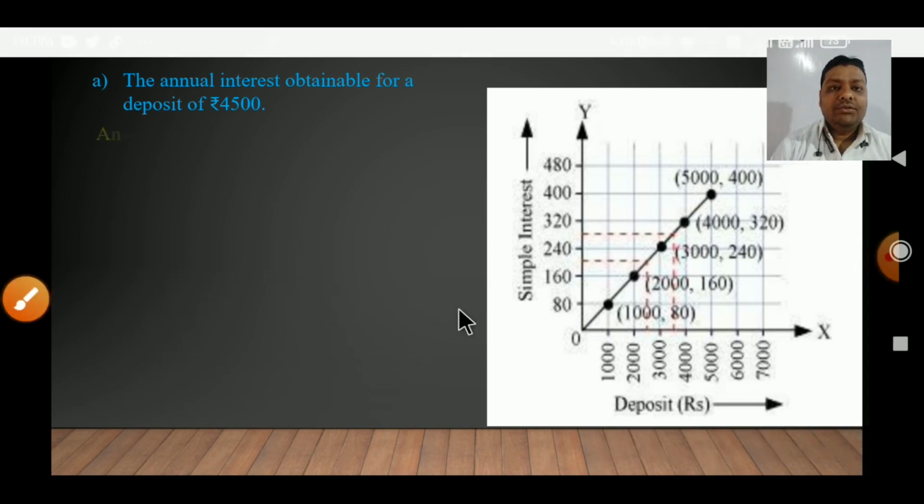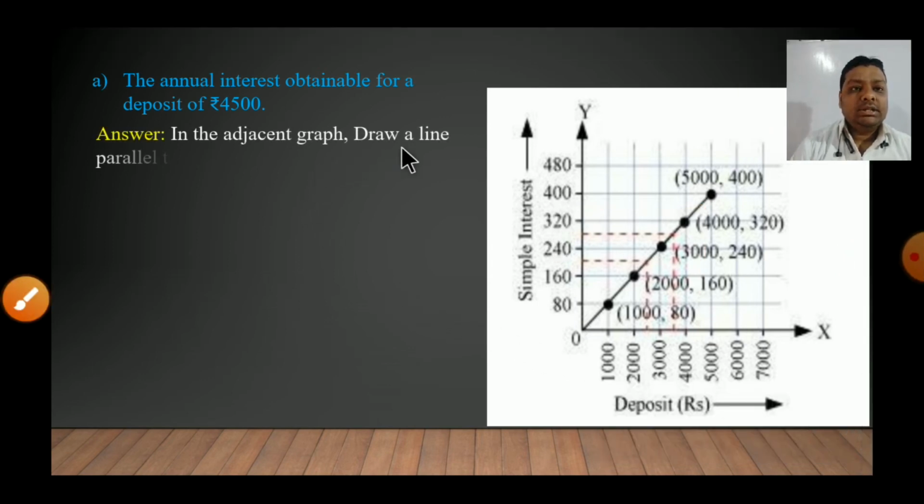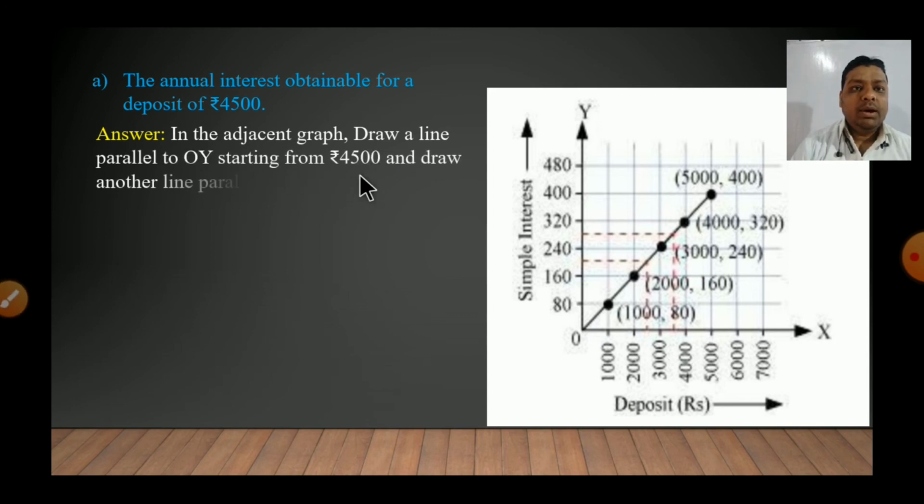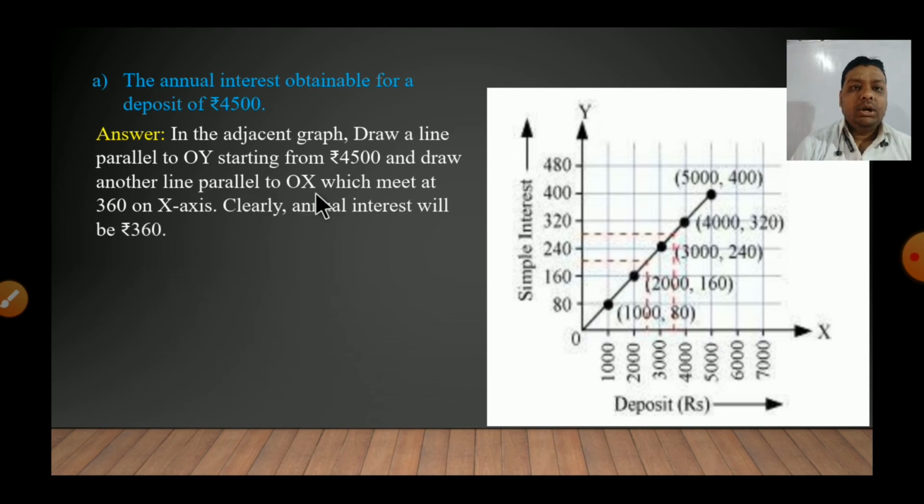So we can say that in the adjacent graph, draw a line parallel to OY starting from 4500 and draw another line parallel to X which meets at 360 in between. So 360 will be the annual interest. Directly we can get the interest by using the graph.